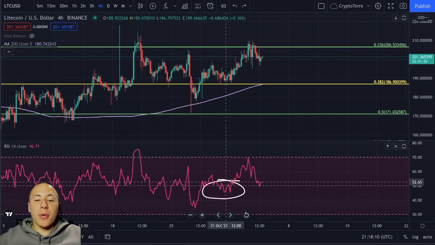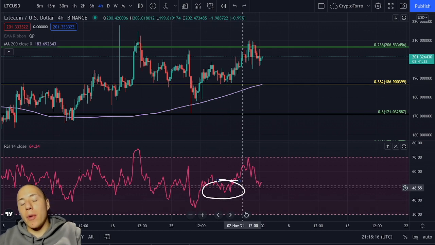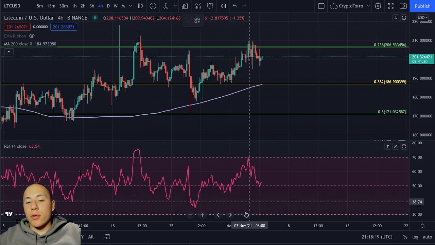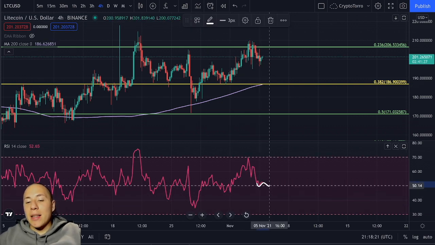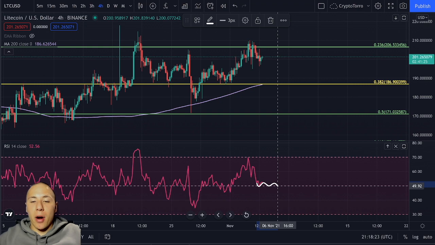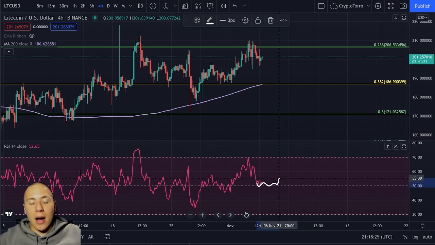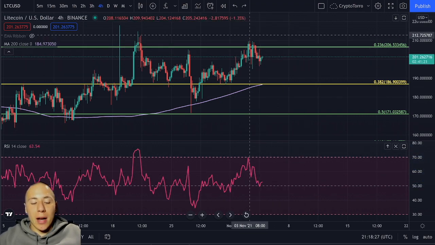But what I think is very important is that we have been trading above the 50 area on the RSI. Why is this so important? It's because mostly if we are able to hold strong on top of this area, it means that the majority of the market is in profit. So therefore, a continuation of this momentum is very likely to occur.